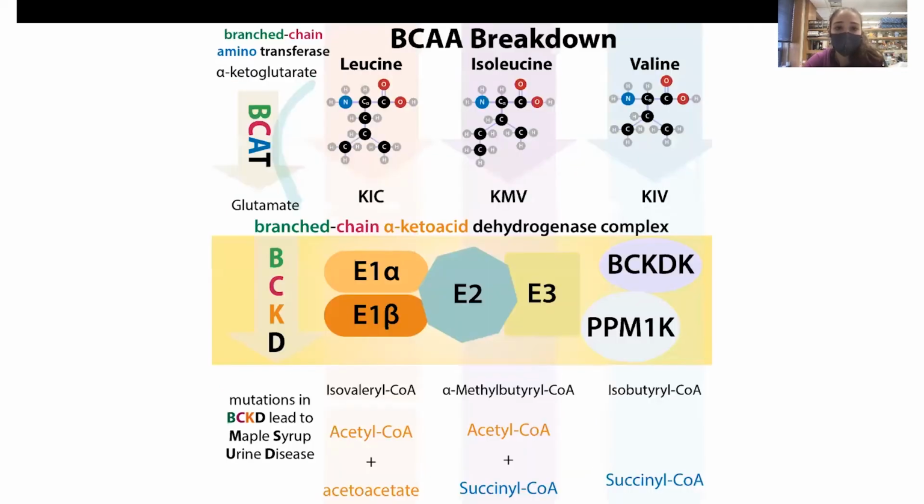So the branched chain amino acids have this special breakdown pathway that involves a couple of enzyme complexes. We'll talk about it in a later post. But basically there's this branched chain aminotransferase. The first step is they remove this amino group, and then they convert it and break it down further. And mutations in the second complex can lead to this thing called maple syrup urine disease. We'll talk about it in a later post.